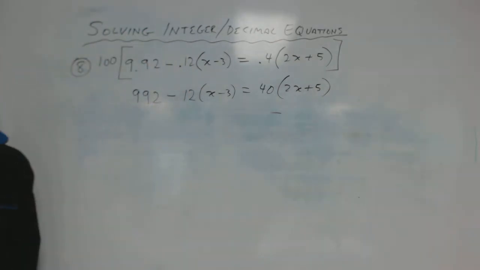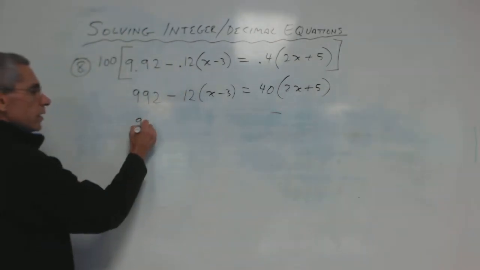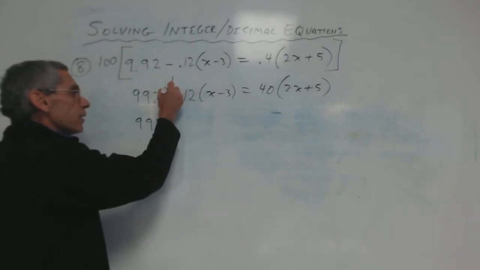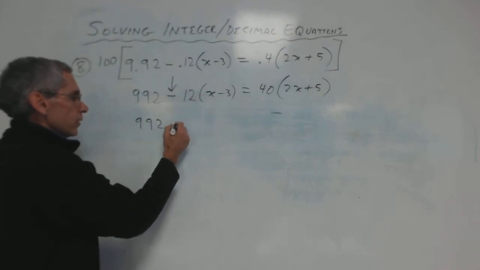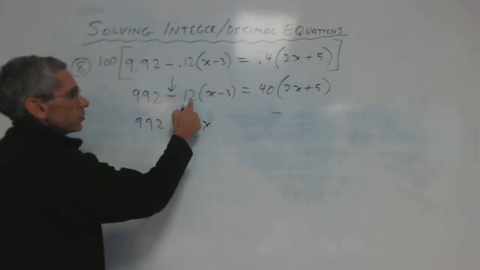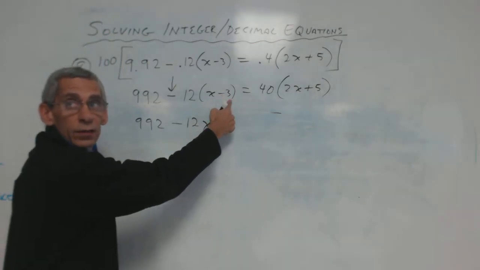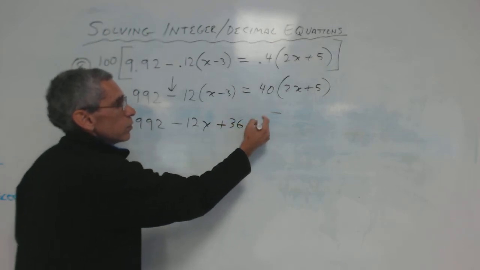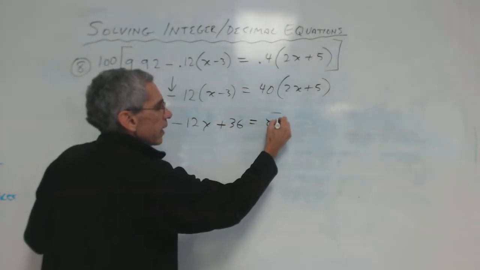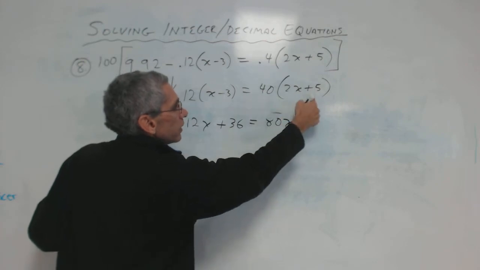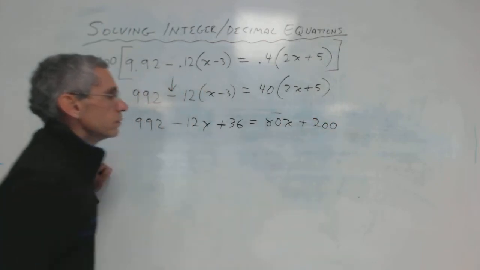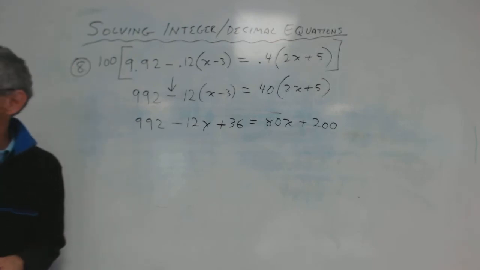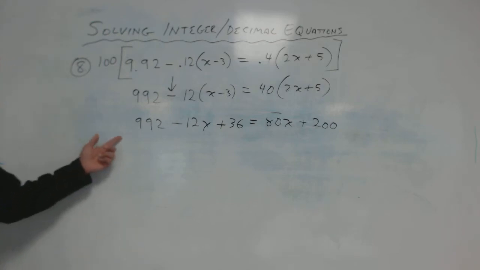And now I just use my distributive property. So I've got 992. Now I've got minus 12 times x. Do not forget about this minus sign. Minus 12 times x is minus 12x. Minus 12 times minus 3 is plus 36, right? Equals 40 times 2x, that's 80x, plus 40 times 5, that's 200. Okay, does that make sense?